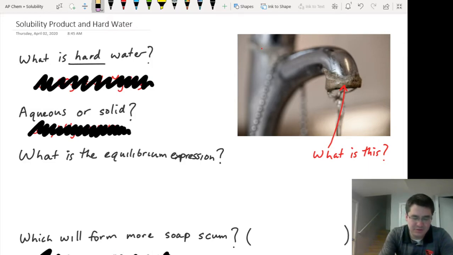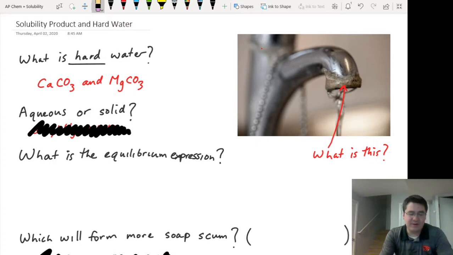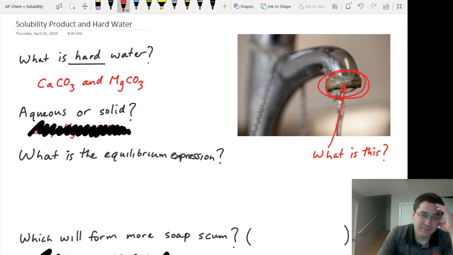It's group 2. So I threw up here. It's calcium carbonate and magnesium carbonate, and it's this stuff. I used to call it soap scum. I don't know if soap scum is something different, but I just called anything that collected on the end of a faucet or a shower head hard water. So it's basically ionic salts. So calcium and magnesium salts.